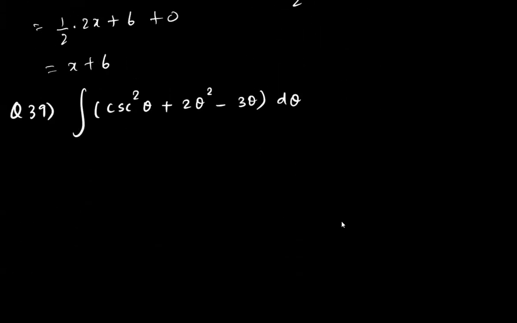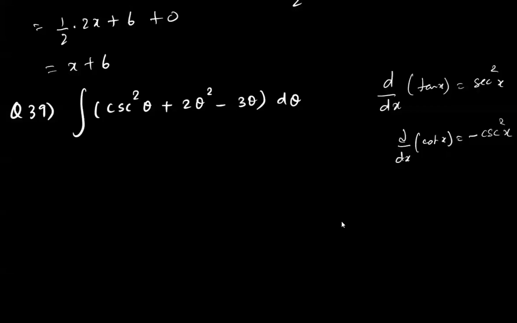Okay, cosecant squared. So remember, the derivative of tan x is secant squared x, and the derivative of cotangent x is negative cosecant squared x. Which means the antiderivative of cosecant squared x is negative cotangent x, right? And then plus 2 theta cubed over 3 minus 3 theta squared over 2 plus c, right? No need to simplify this. You can leave your answer like that.